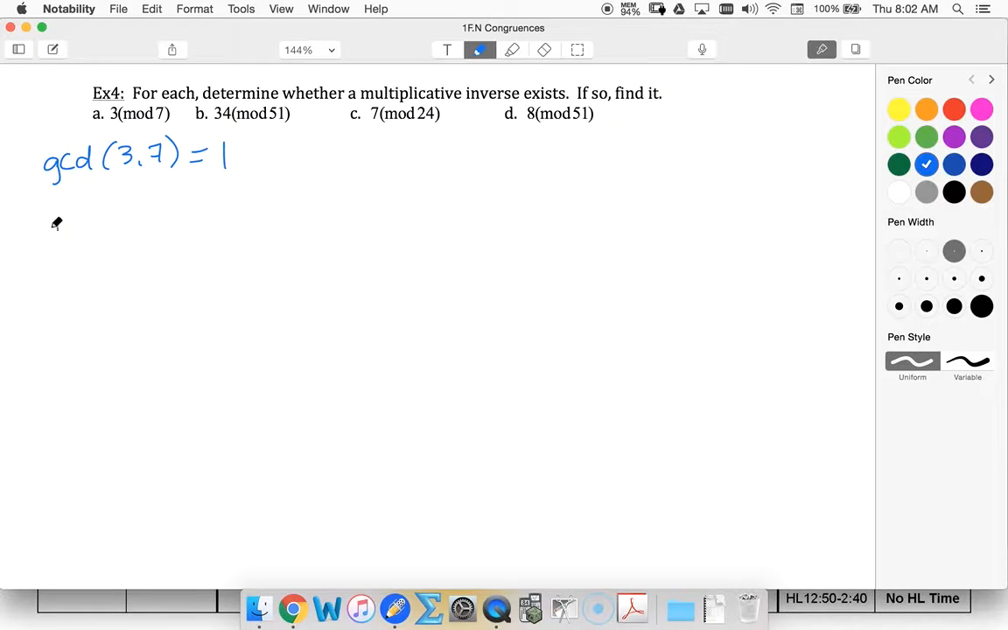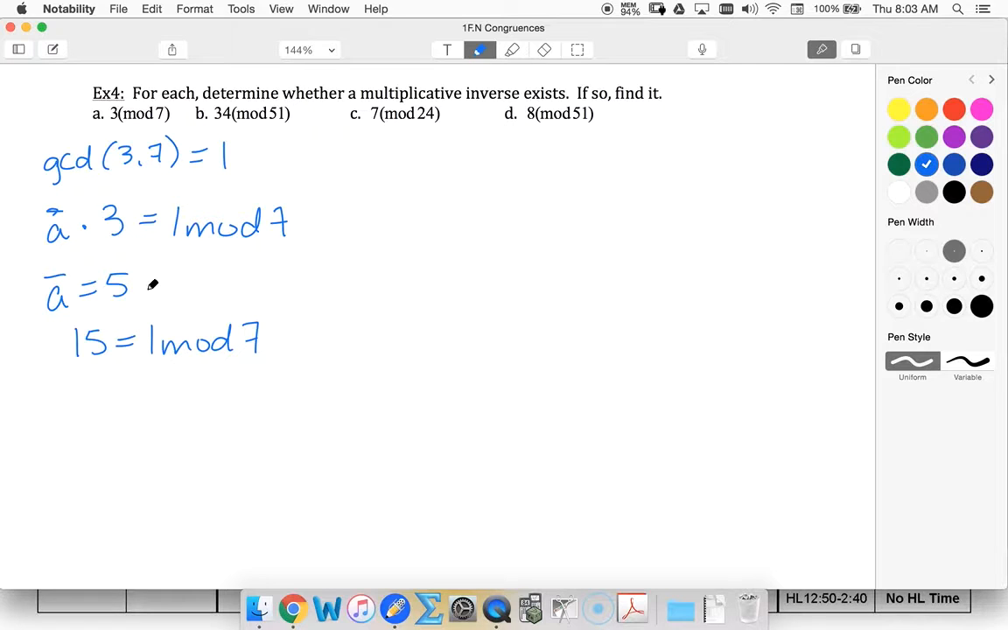So now I'm looking for some A inverse that I could multiply by 3 and get 1 mod 7, and get 1 as my remainder. This will be my inverse. So one thing I can do is to solve it by inspection. I can see that if A inverse is 5, then I would get 15, which is equal to 1 mod 7. So my value is 5, but of course inspection's not a way that's always going to work.